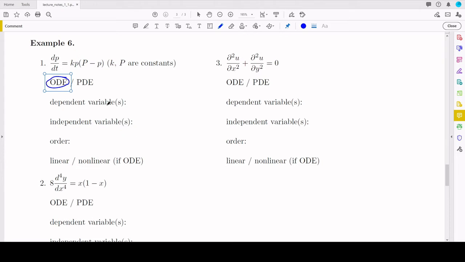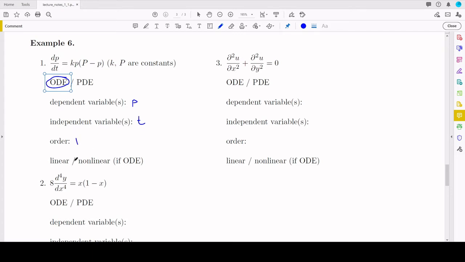Now let's look at dependent versus independent variables. The dependent variables, they show up on top when you look at the derivative. So in this case, the dependent variable is p, and then the independent variable is t. The order of the differential equation is the highest derivative, and there's only dp/dt, so the order is 1.